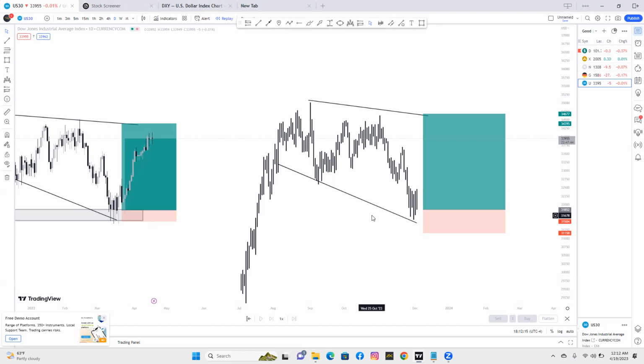What's a sniper entry? Sniper entry is more like entering a market when it is about to change direction. When it's about to change direction, that's a sniper entry. Sniper entry is an entry that's the best.